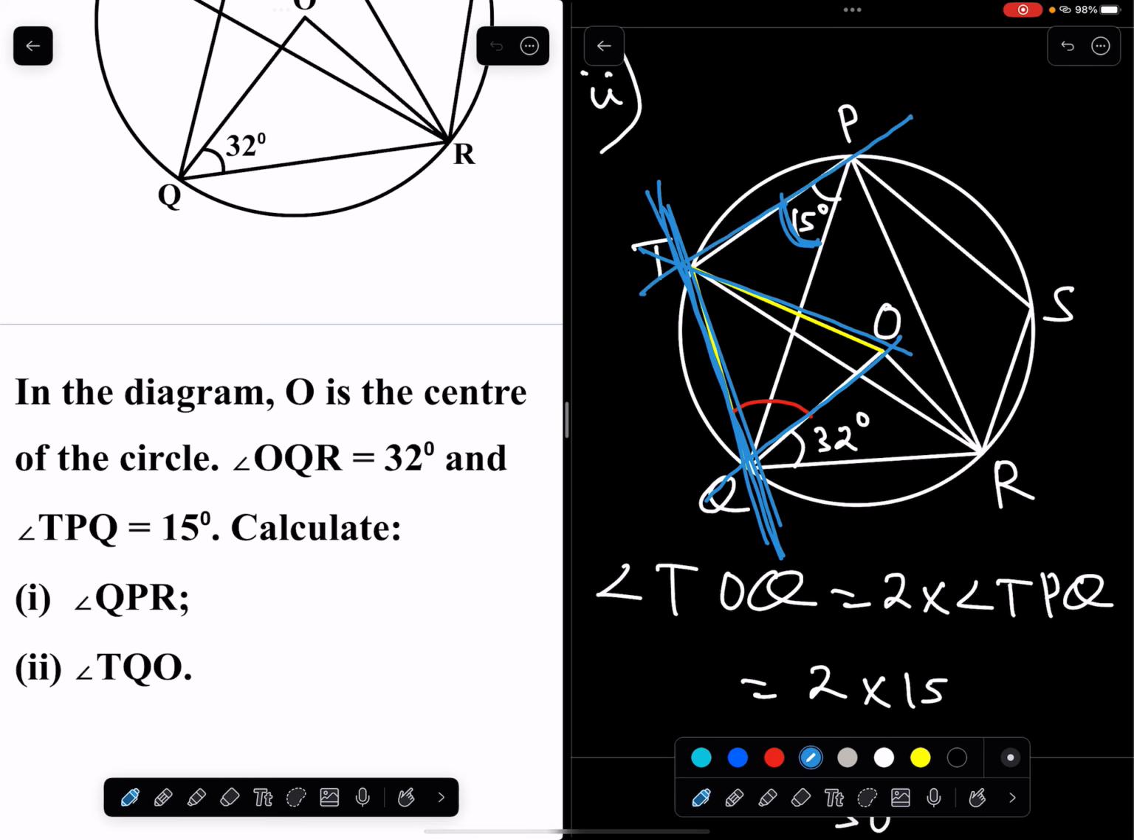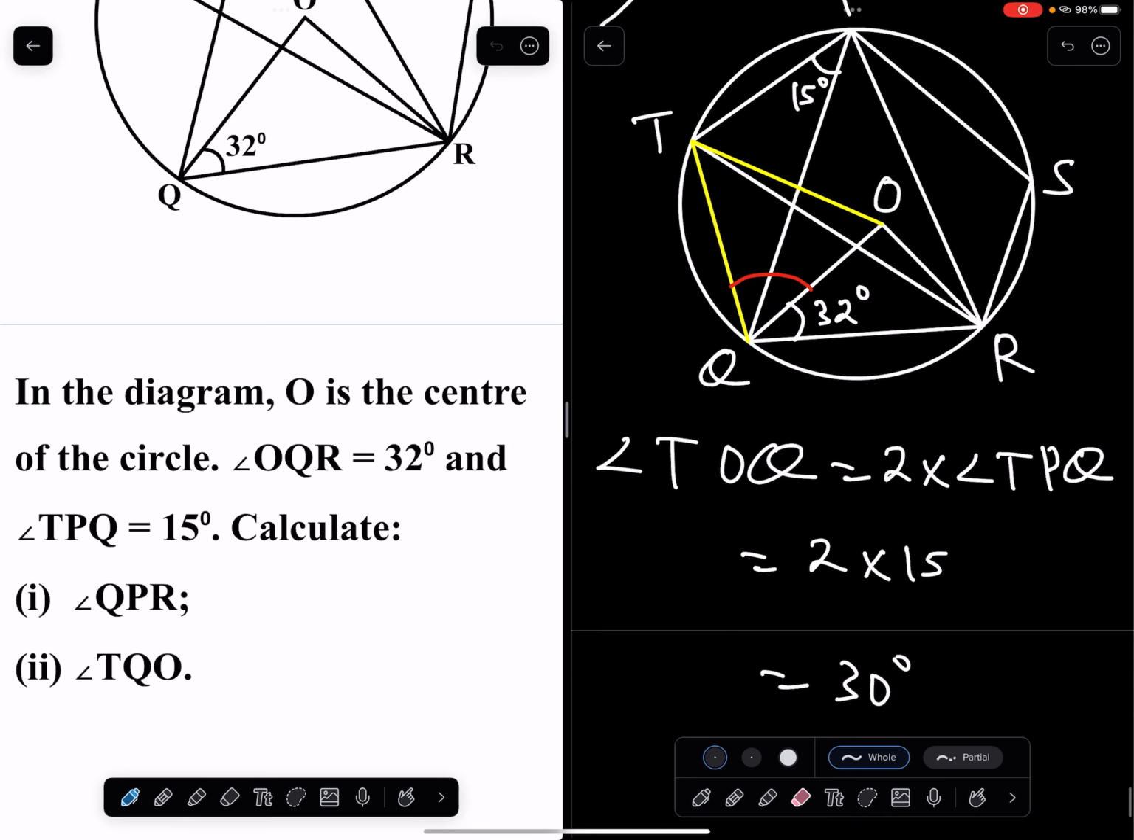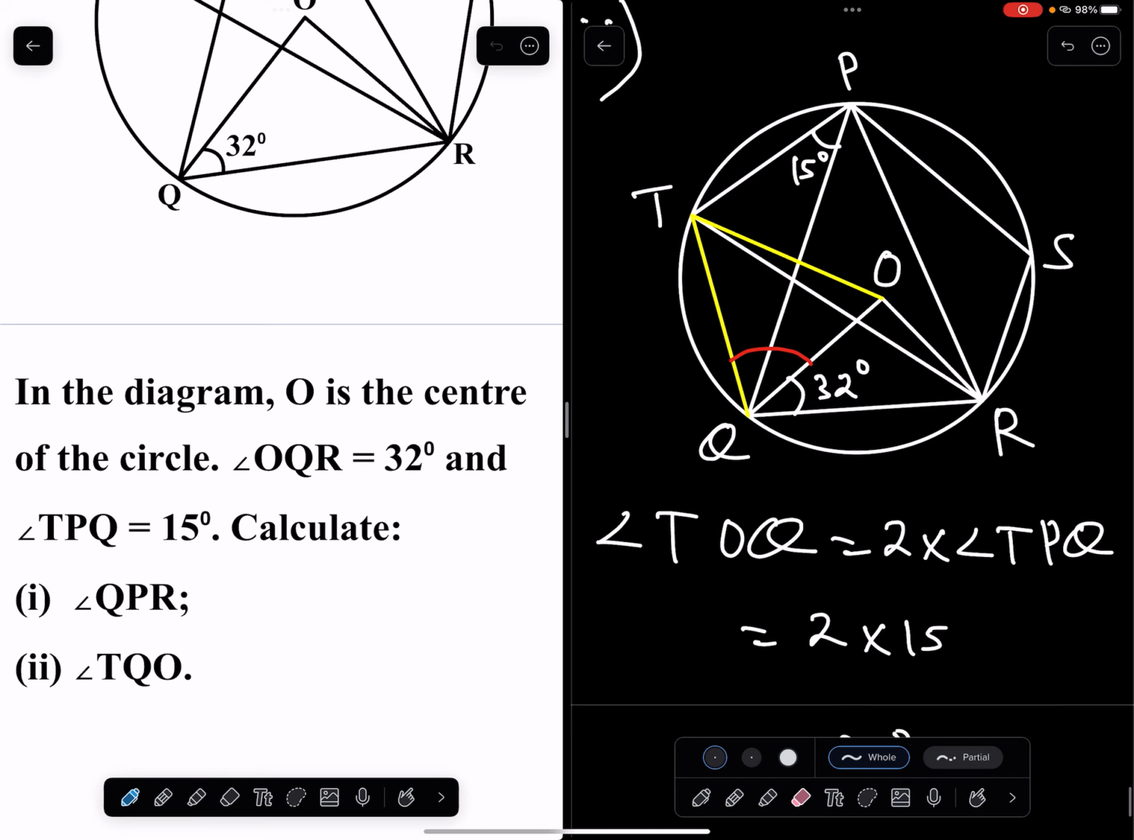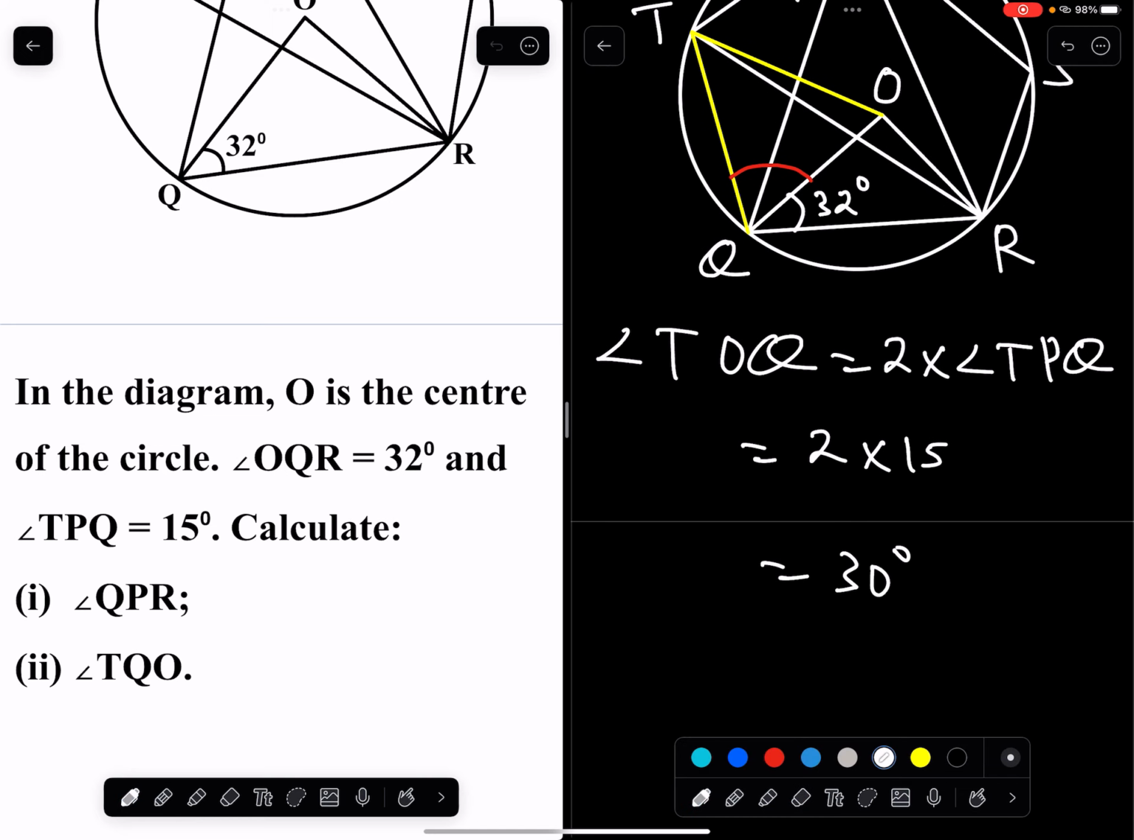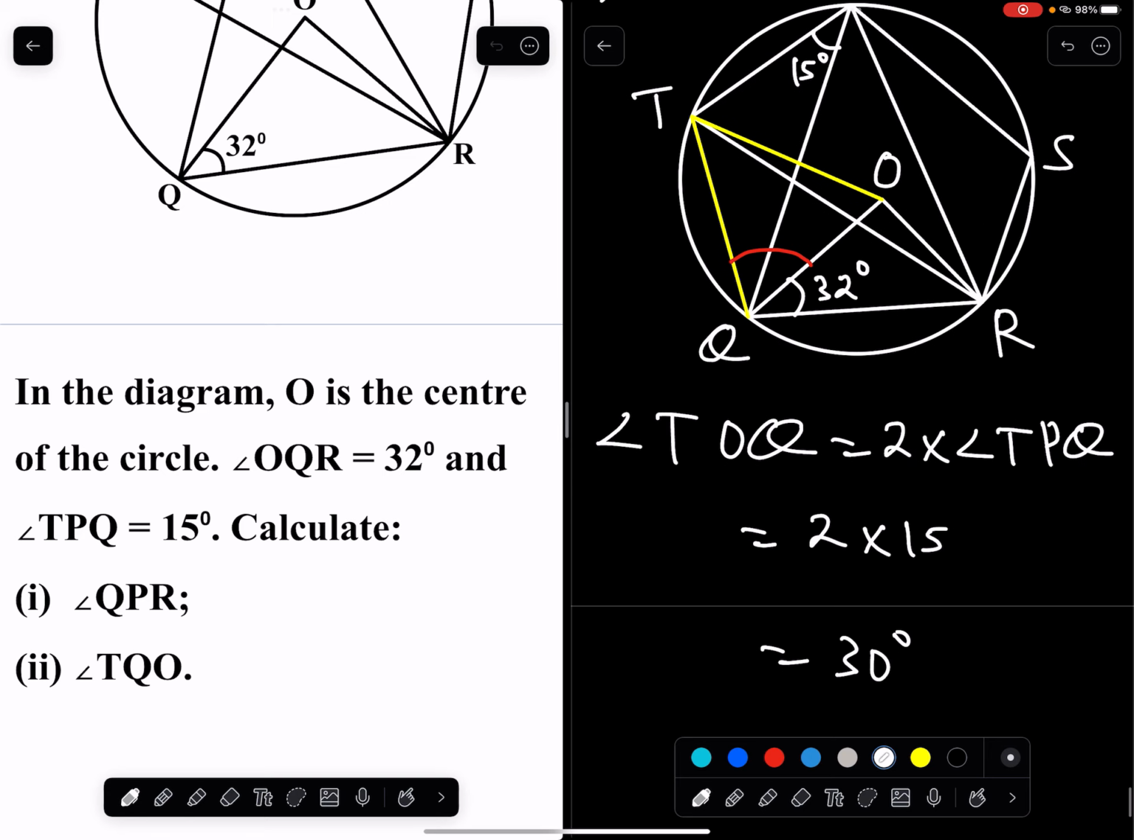And we can see that lines TP and PQ meet at the circumference to form a triangle with the chord TQ. So that means the angle formed by those two lines, which is given as 15 degrees here, is going to be half of the angle formed at the center. So that's a trick for identifying what angles are circumference and center angles. Angle at center is twice angle at circumference. So since we're already given TPQ, and that's 15 degrees, TOQ is therefore 30 degrees, which is 2 times 15 degrees.